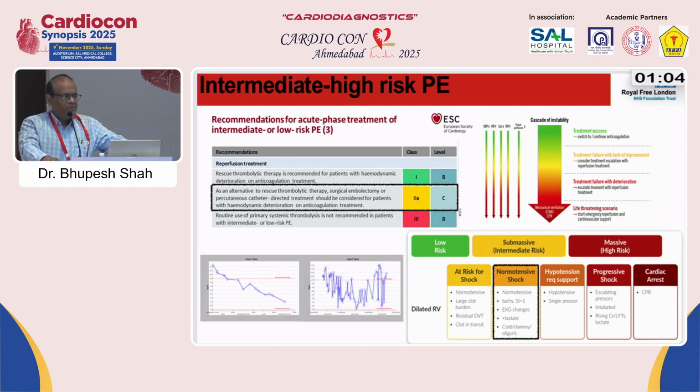Now, this is the slide of the intermediate high risk patient of pulmonary embolism saying rescue thrombolytic therapy, which is class 1B for hemodynamic deterioration. So that is the word which is very catchy, hemodynamic deterioration. Whether this is the right word, I think hemodynamic deterioration is not that important, but the important thing would be if the patient is not improving, like if the pulse is persistently staying high, the lactate is staying the same.